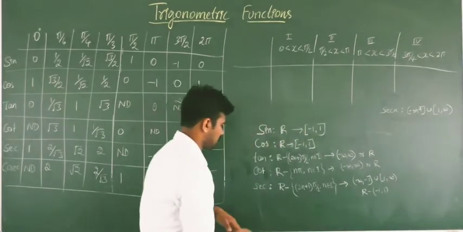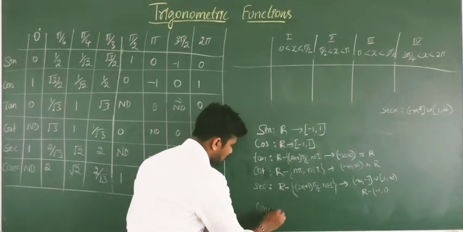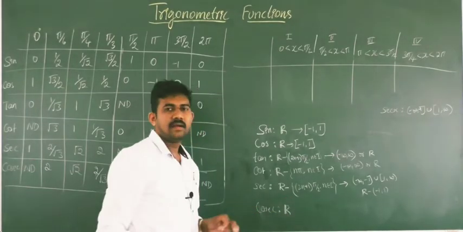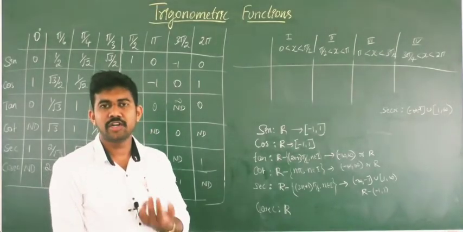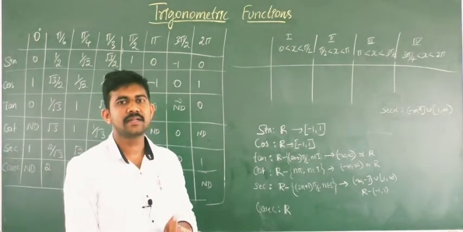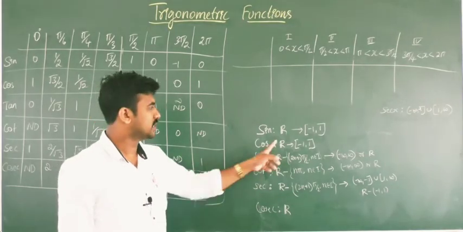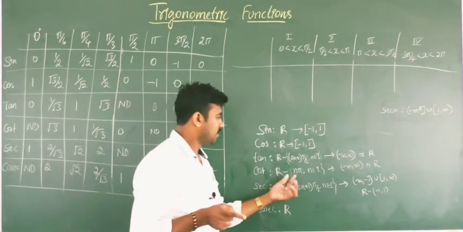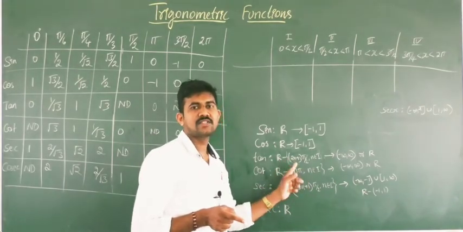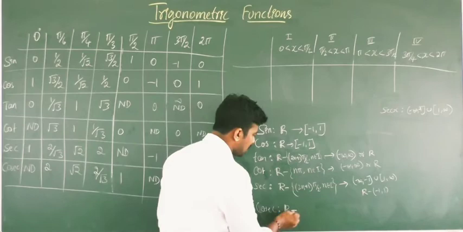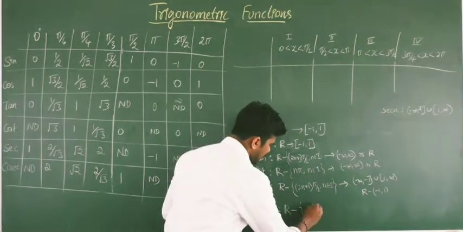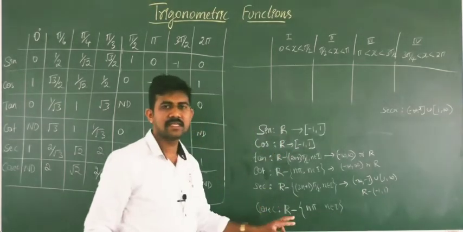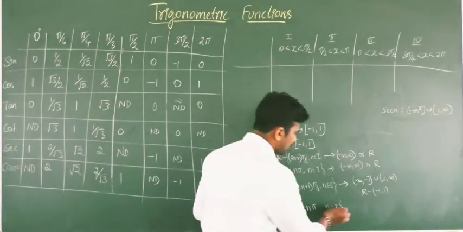Similarly, how is the cosecant function defined? It is defined such that only the denominator value is not equal to 0. Cosecant is the reciprocal of the sine function, so the denominator will be sine. So when sine is not equal to 0, that is if x is not equal to n pi, so from real numbers, if you remove n pi, then only we can say cosecant is defined.